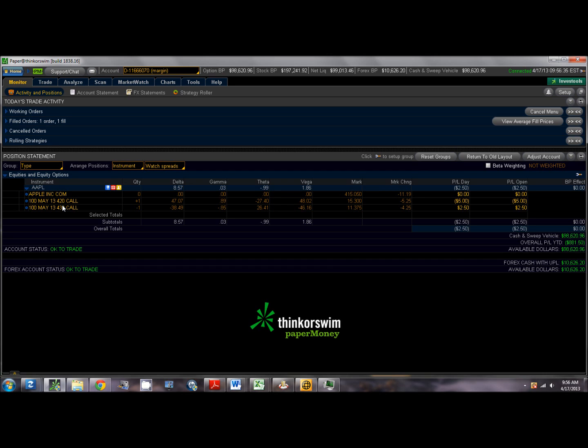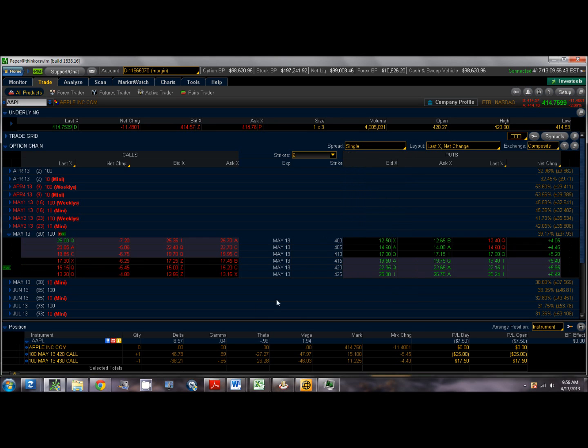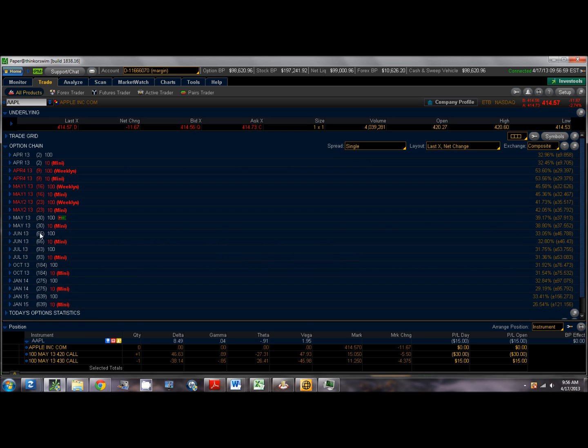But this is a way for me to get bullish on Apple using options without having to pay, if we go back to the single here, without having to pay $15 to get into a 420 strike. I sold off any gains over 430, but I reduced my costs significantly from $15. So that is how you do a call spread in Thinkorswim.